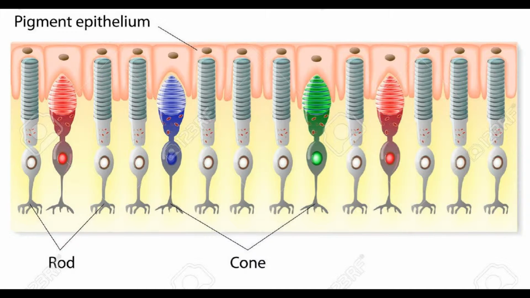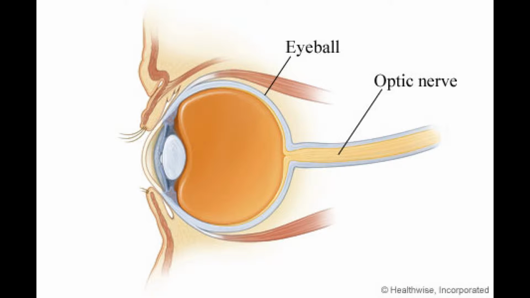Light falling on the cones and rods will cause them to generate electrical impulses. These will be passed to the brain via the optic nerve. The brain then interprets these electrical impulses, and this is how we see.